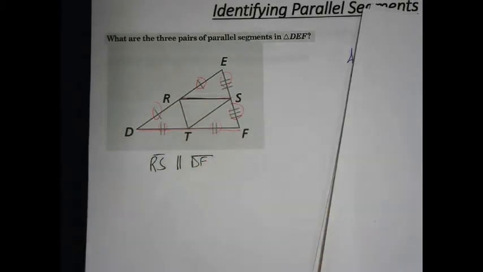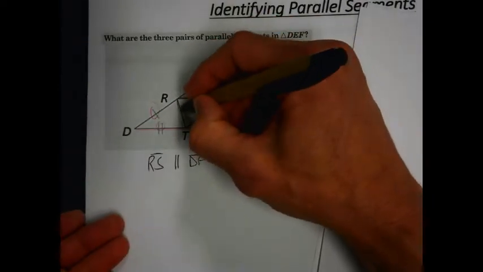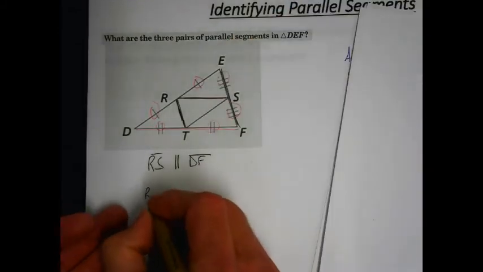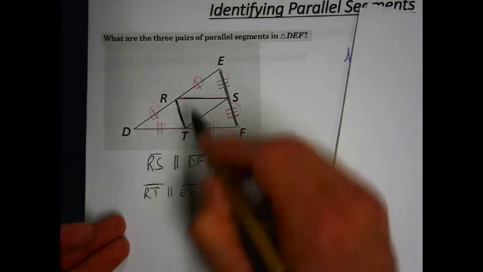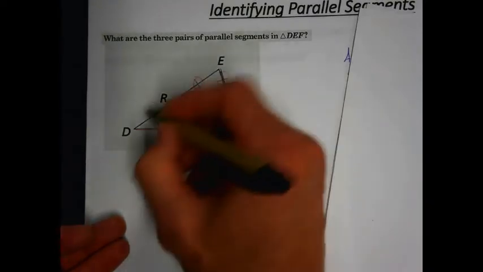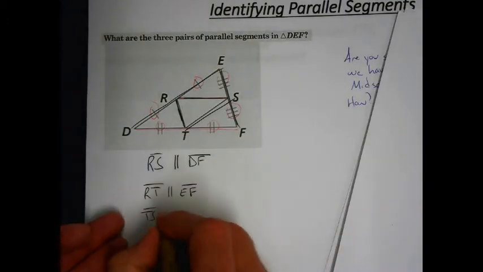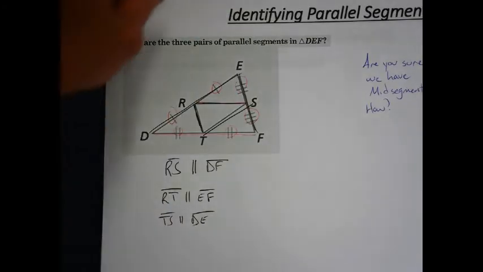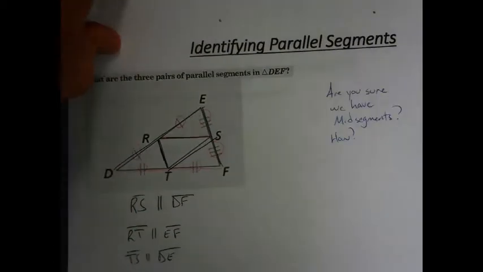That's one pair, right? And the question asks, well, what are three pairs? Well, there are other pairs, right? Remember, R and T are midpoints. So we have RT on this side and EF over there. So that means RT is parallel to EF. And then lastly, we know that T is a midpoint and S is a midpoint. So we have TS, and that's parallel to DE. Right? So TS and DE are parallel. And so that's how we would address that. And so we ensure that we are dealing with midsegments. Once we're sure we're dealing with midsegments because we're connecting midpoints, then we have some cool things that happen, right? Midsegments are parallel and half. And so that's what the first question looks like.